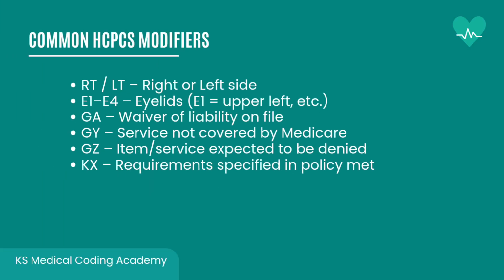Common HCPCS modifiers. Now, some important HCPCS modifiers. RT and LT refer to the right and left side of the body. E1 to E4 are used for eyelid procedures. GA, GY, and GZ relate to Medicare coverage and liability. These appear in real-world billing and may show up on CPC test questions too.